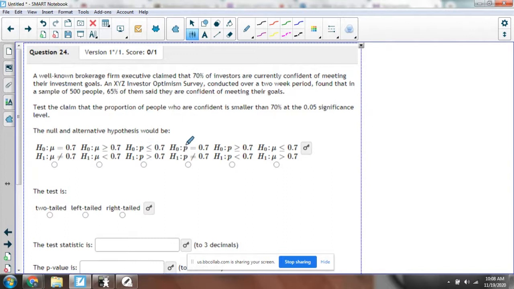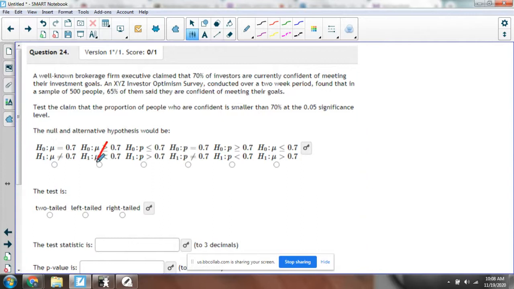Test the claim that the proportion of people who are confident is smaller than 70% at the 0.05 significance level. So I told you the null is always going to be equal to. So if I look through these answers, it's not going to be this guy, not this guy, not this guy. It's going to be this or this because it says mu is equal to. But we're trying to show that the confidence level is smaller than 70%.